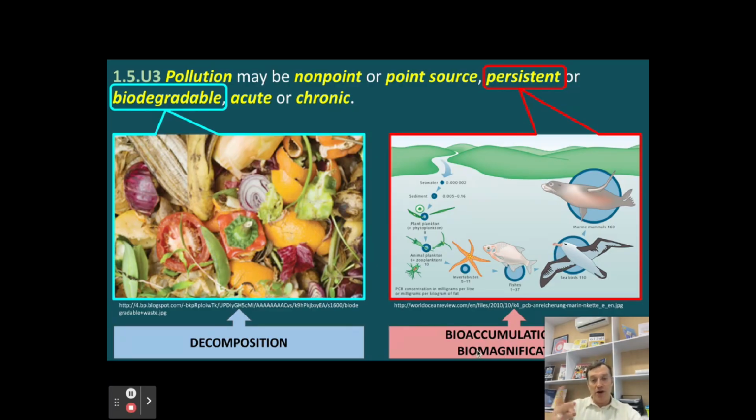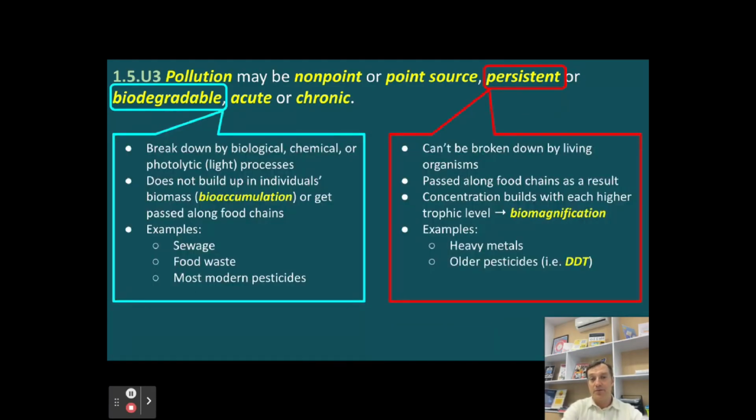So there's two processes here: bioaccumulation within an individual organism's biomass over its lifetime, and biomagnification, or the increasing concentration of a pollutant in trophic levels following the matter flow in a food chain. Some good examples of persistent pollutants, again, are DDT. We're going to come back to DDT because it is an important example.